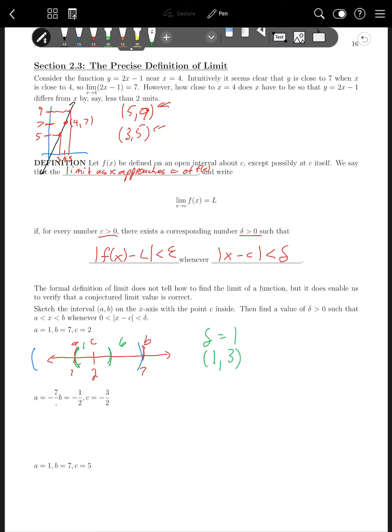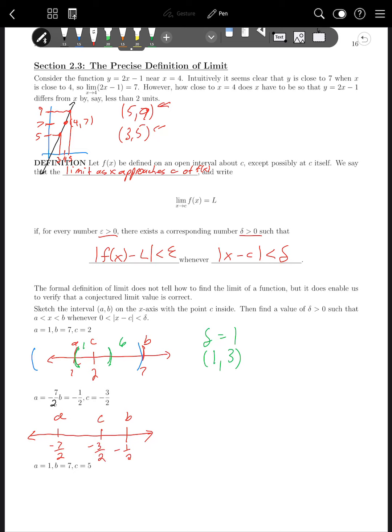We'll be given a region like 1, 7 from epsilon, and we want to find a delta that would fit within that region. Okay, so to give you another example of this, this one has a typo. This was supposed to be negative 7 halves. So if we do this one, right, we've got negative 7 halves over here. That's our A. Our B is negative 1 half. And our C is negative 3 halves.